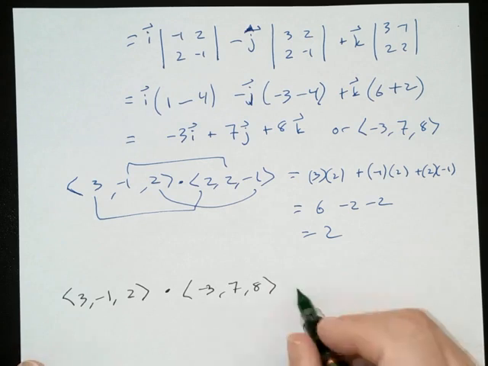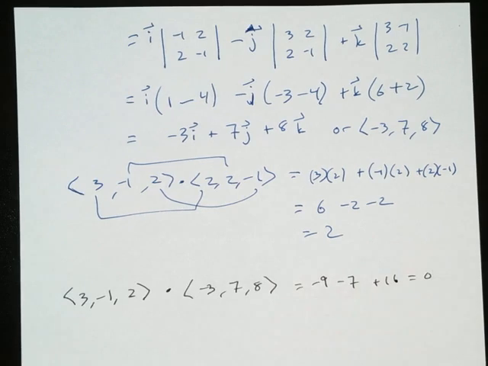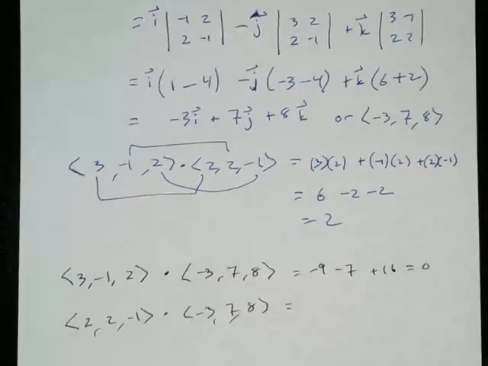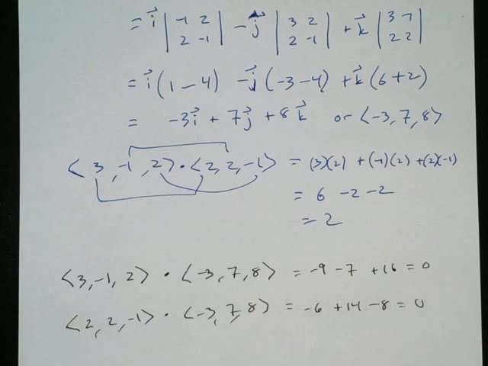Aha. And if my dot product is 0, then what do I know about the angle? Exactly 90 degrees. What if I check the other one? That's also 0. -6 plus 14 minus 8 is again 0. What the?